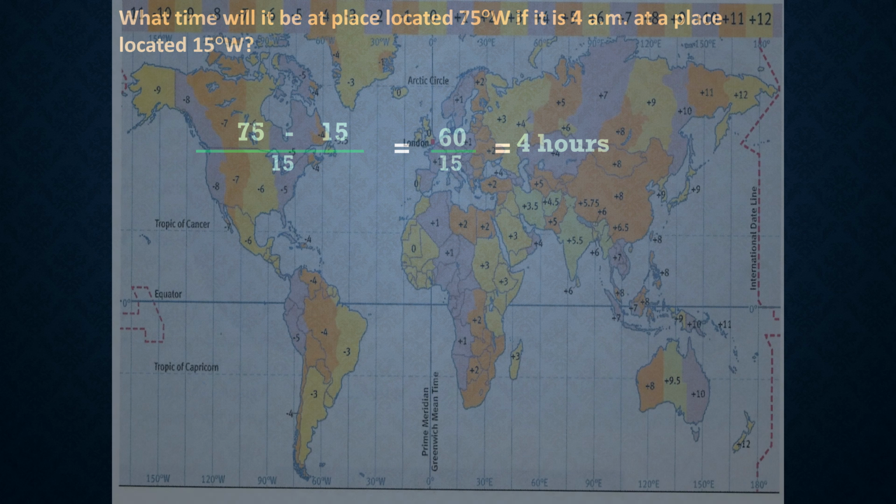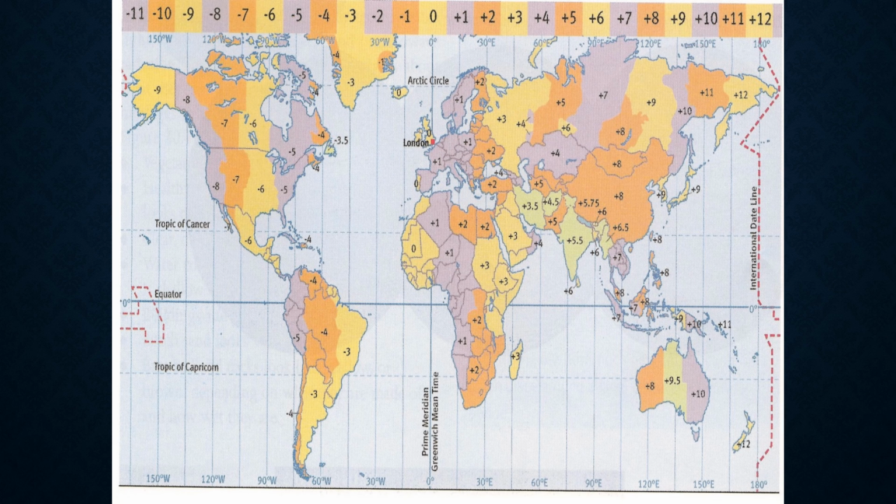Now, because the place located at 75 degrees west is located west of 15 degrees, we are going to do what? Are we going to add or are we going to subtract? What do you do with time when you're going west? Remember, we lose time when we're going west, so therefore do we add or do we subtract? If you say subtract, you are indeed correct.